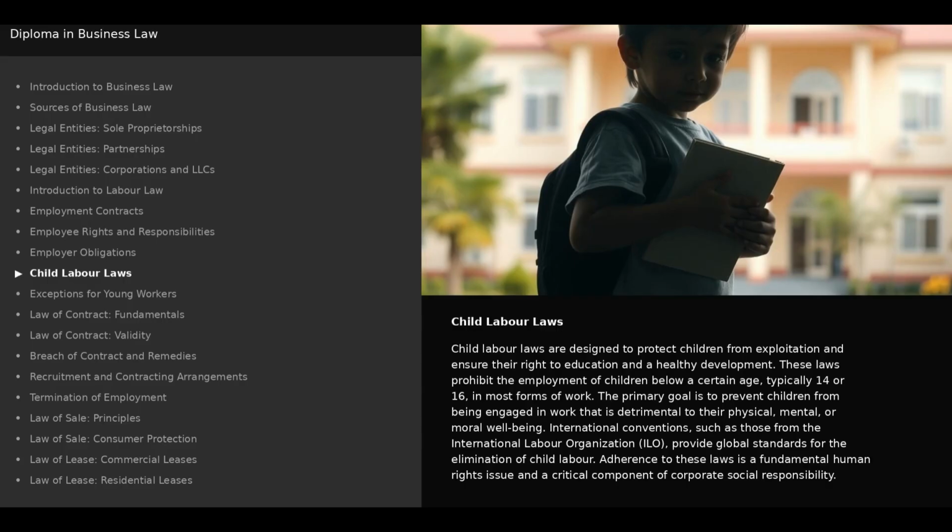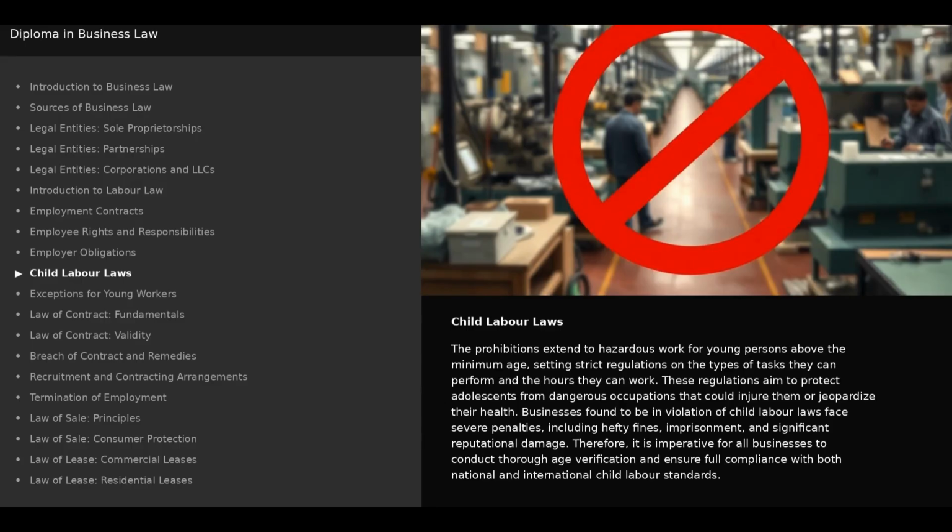International conventions, such as those from the International Labour Organization, ILO, provide global standards for the elimination of child labor. Adherence to these laws is a fundamental human rights issue and a critical component of corporate social responsibility. The prohibitions extend to hazardous work for young persons above the minimum age, setting strict regulations on the types of tasks they can perform and the hours they can work. These regulations aim to protect adolescents from dangerous occupations that could injure them or jeopardize their health.